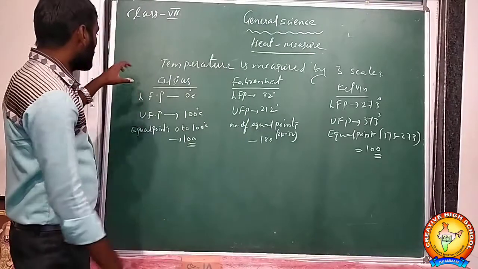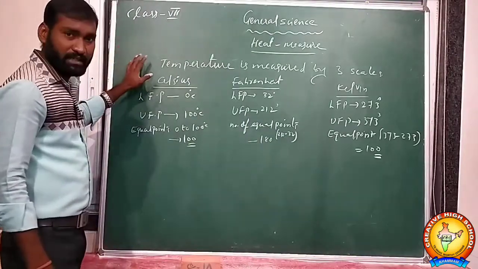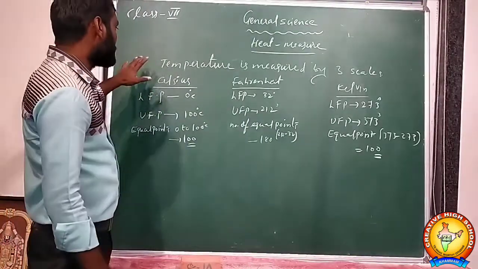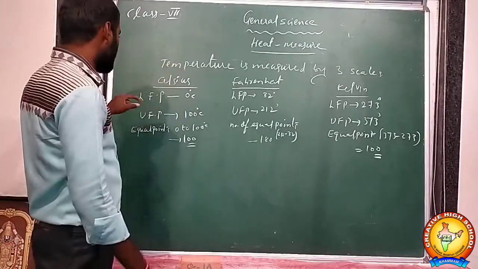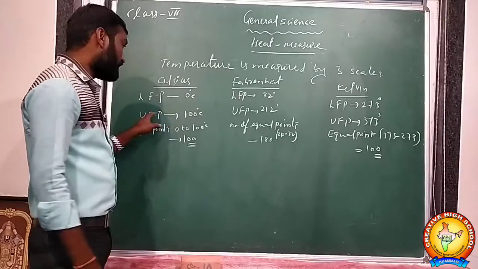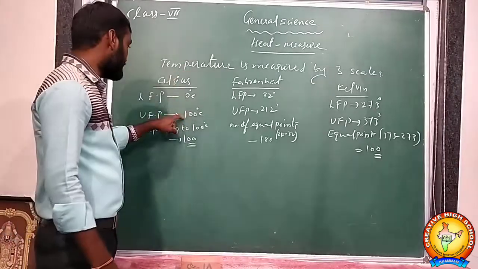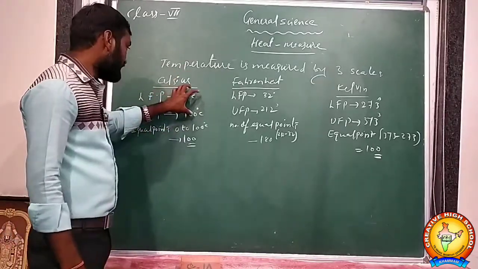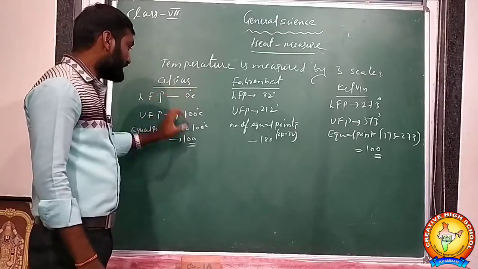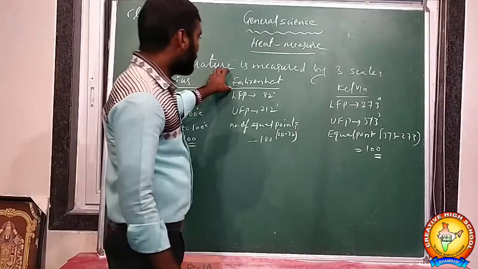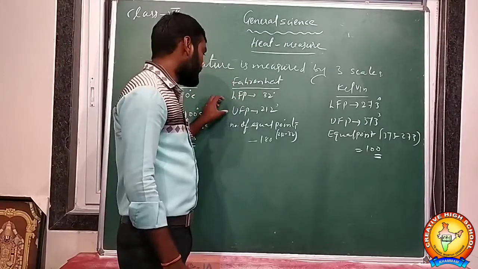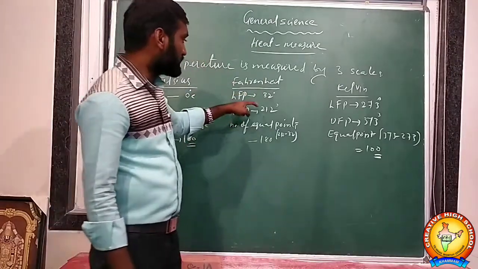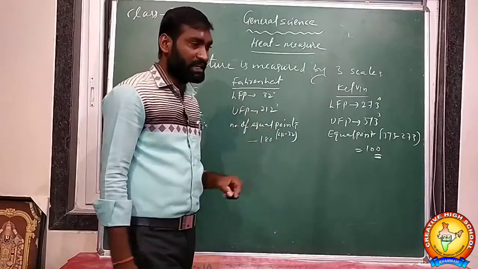Celsius is the name of the scientist who devised this scale. The lower fixed point, the least value measured, is 0 degrees, and the upper fixed point is 100 degrees Celsius, so the difference is 100 equal points. On the Fahrenheit scale, the lower fixed point is 32 degrees and the upper fixed point is 212 degrees, giving 180 equal points.